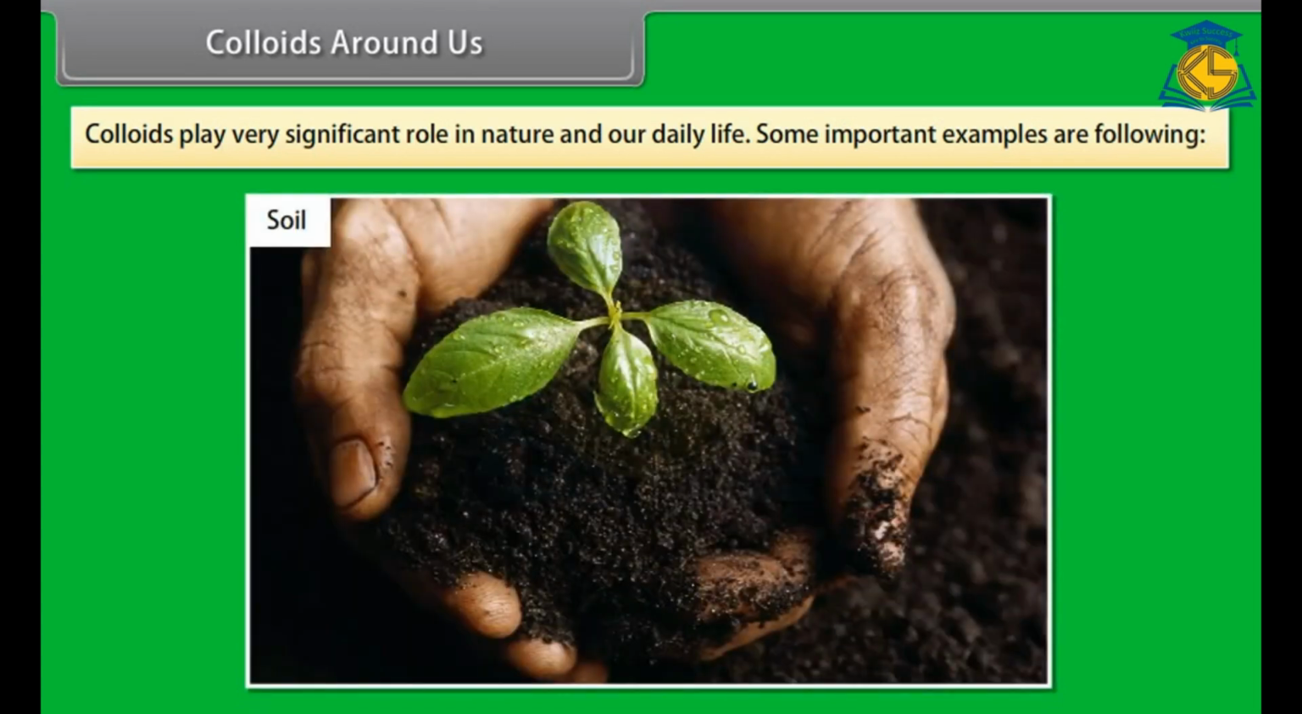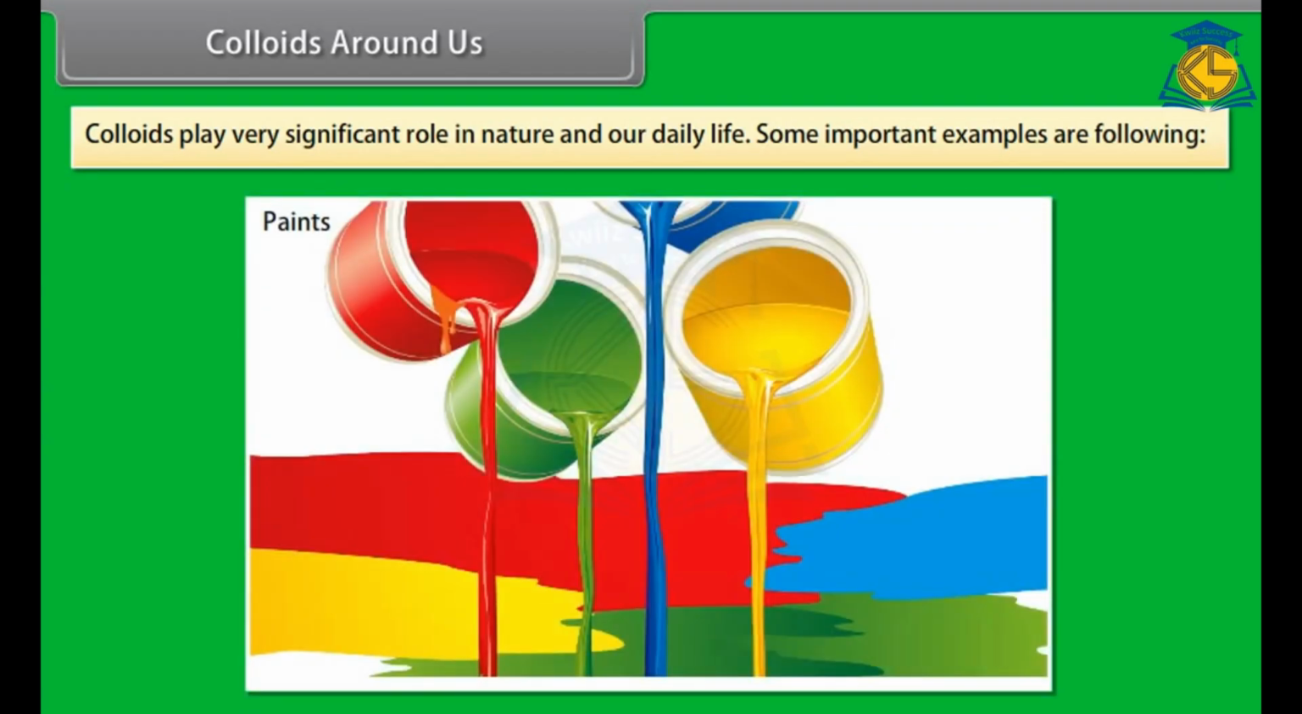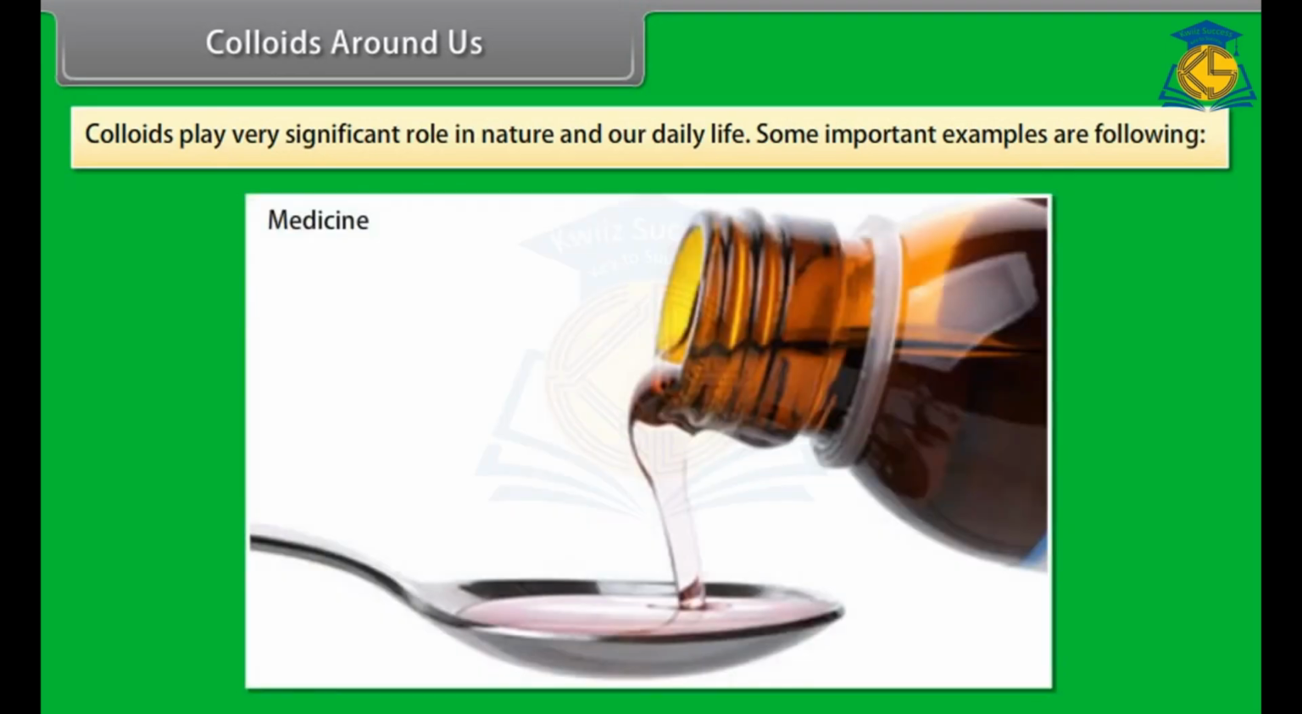Soils. Fertile soils are colloidal systems, and on account of their colloidal nature, soils absorb moisture and nourishing materials for plants. Paints. All paints are colloidal dispersions of solid pigments in a liquid medium. Medicines. Many medicines are colloidal in nature. The medicines in colloidal form are easily absorbed by body tissues and are more effective.